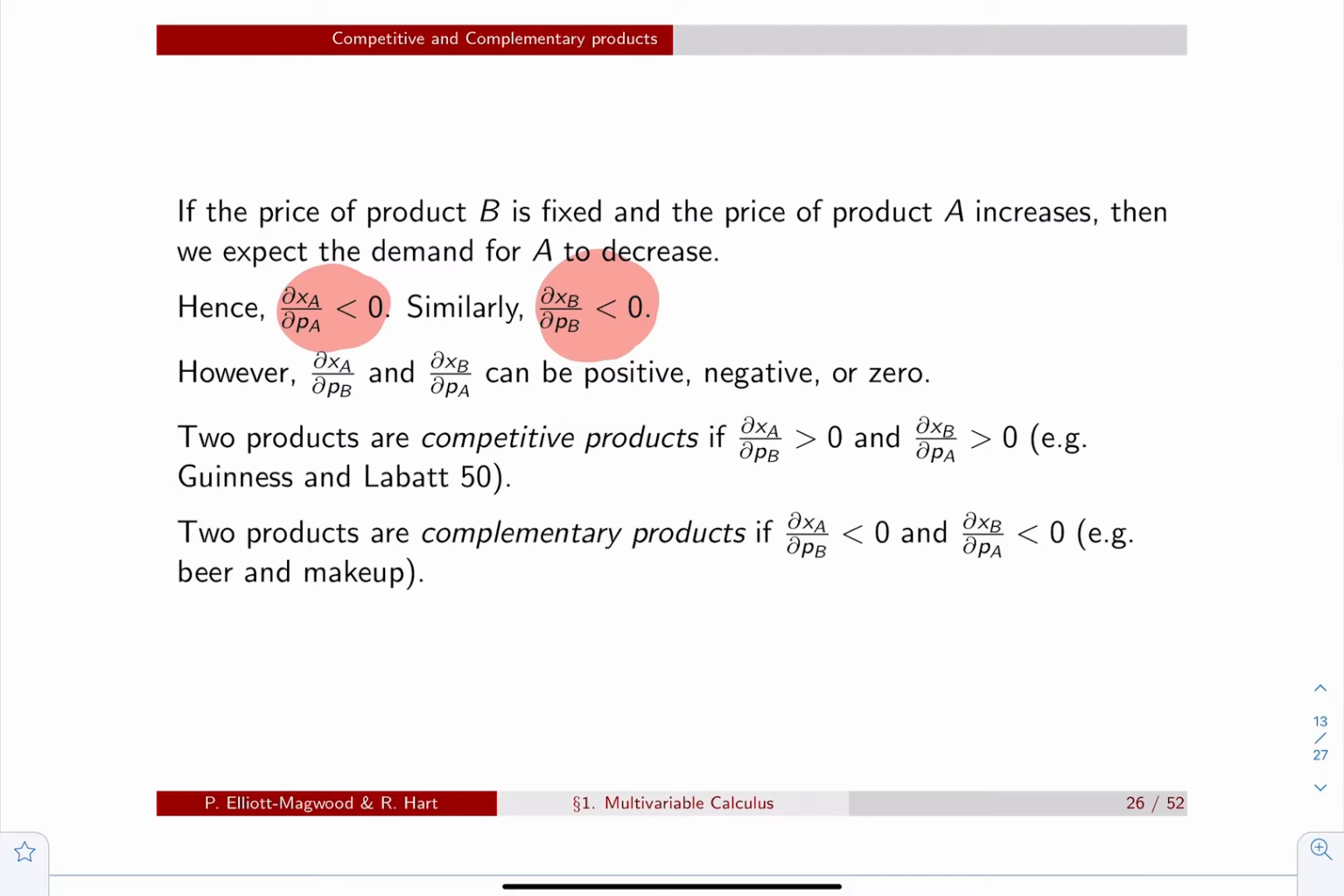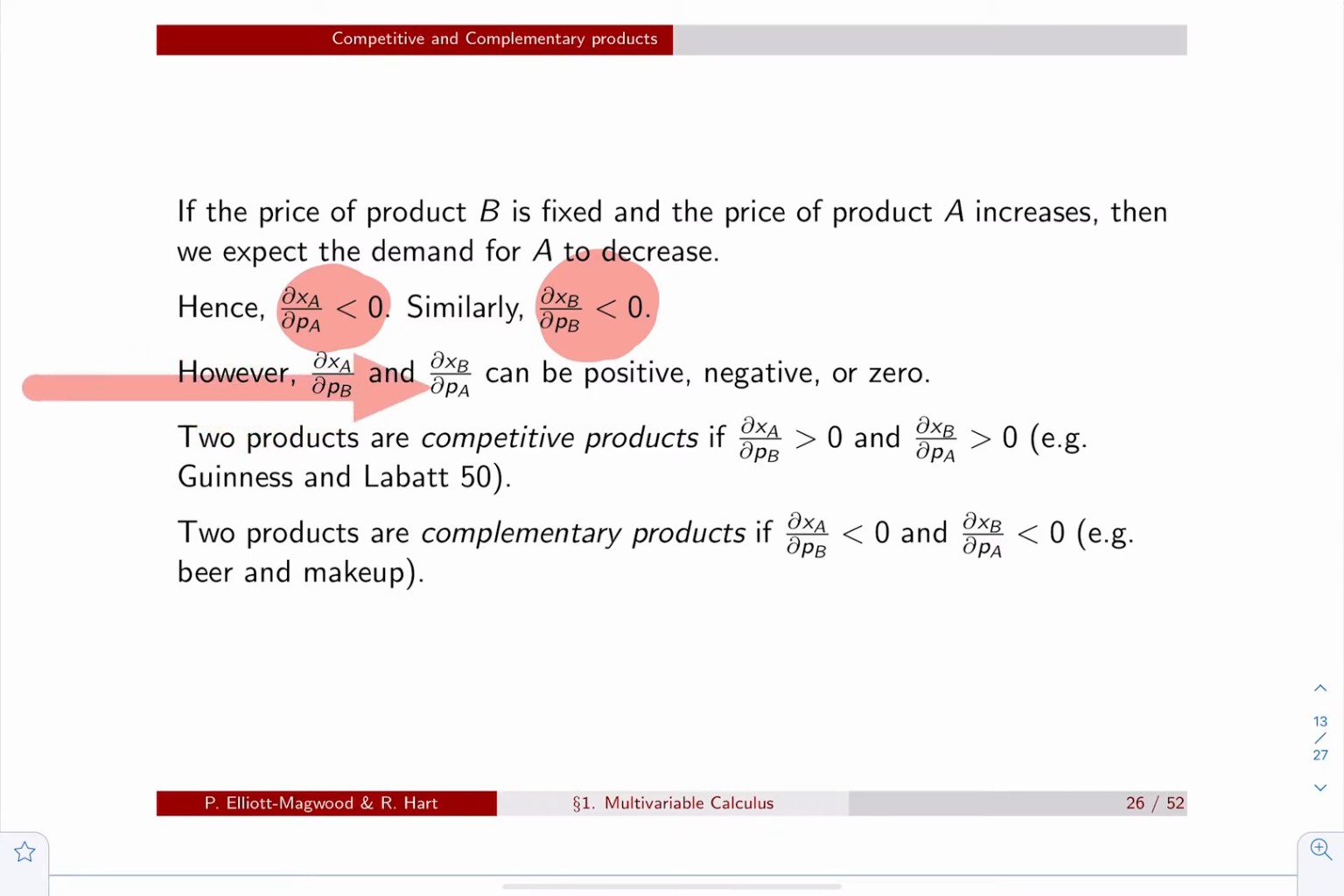So these two are always going to be strictly negative. Del XA over del PA and del XB over del PB are both going to be strictly negative, because this is almost just simply, as I've mentioned a moment ago, going back to the case of one demand. What happens to the demand of one product when its price is going up? Then we're expecting the demand to go down. What's going to be cool and interesting here is to see what happens to the other partial derivatives when there's a link between these two demands.